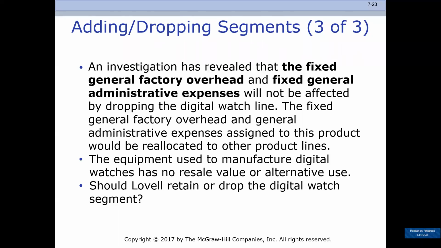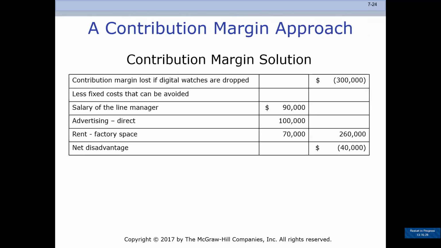Should Level retain or drop the digital watch segment? Well, we have to do some number crunching, but they're relatively small numbers. If you get rid of the product line, you don't have that $300,000 contribution margin anymore, which consists of the revenue minus the variable cost. So you lose $300,000 contribution margin. How much would you gain by getting rid of the product line in terms of costs? Well, the variable costs are already included in that $300,000, right? Because it's revenue minus variable cost, $300,000. So you get rid of that.